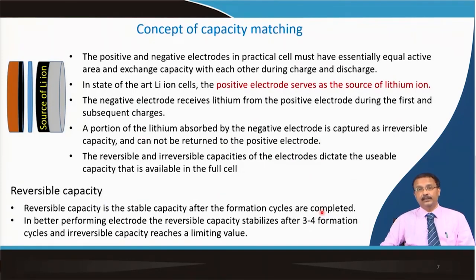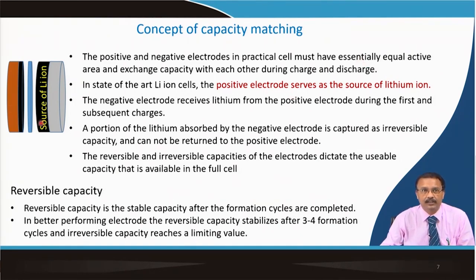Now, there is a concept called capacity matching. The positive and negative electrode in a practical cell, not in a half cell, when you are using graphite and the positive electrode and construct the full cell, must have essentially equal active area. So, the active area should be more or less the same. The construction of the cell will be something like that. So, that active area is the same, and the exchange of capacity with each other during charge and discharge will be beneficial if you have equal active area.